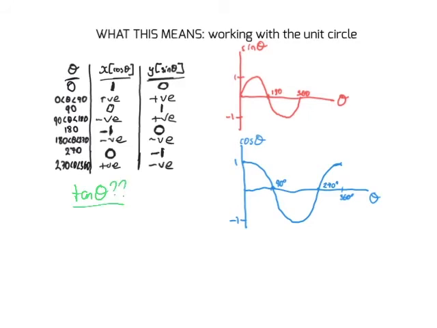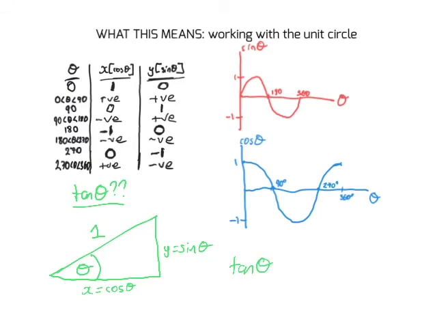Well, when we think about tan, we're going to go back to the triangle that we created from our unit circle. We said that x was cos theta, and we said that y was sine theta. Now, if we think about our general trigonometric ratio, tan theta is the opposite over the adjacent. So taking this information, I can say that tan theta is equal to sine theta over cosine theta.